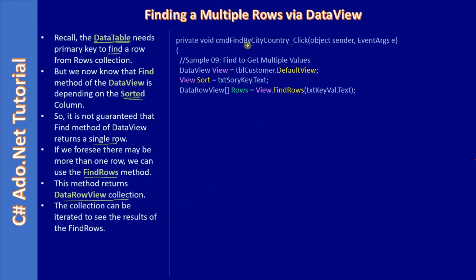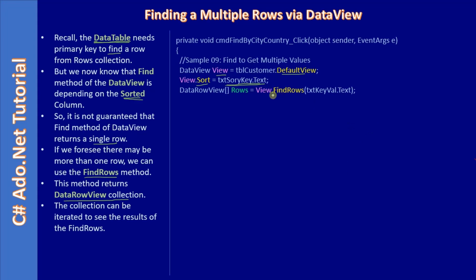Here, if you see cmdFindByCityCountry, that's the second command button, and we are handling the click event. As we did previously, we are retrieving the default view. We have the data view. We are sorting it based on the txtSortKey. Previously, the method was for find by customer ID, so for sort, we defaulted to the customer ID column. This time we are asking the user to provide the sort key. That's why we take the user's applied value from the text box and we are setting that to the sort property of the data view.